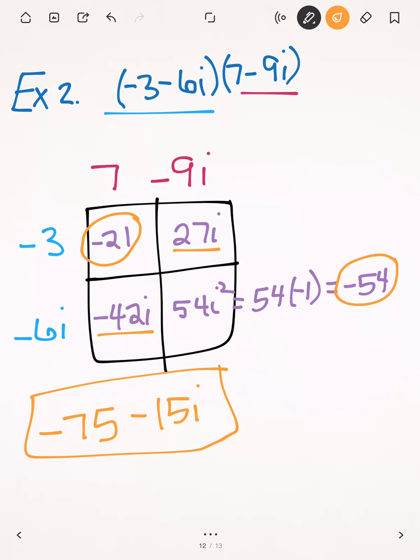So this is a video for operations with complex numbers. I will create another video talking about division.